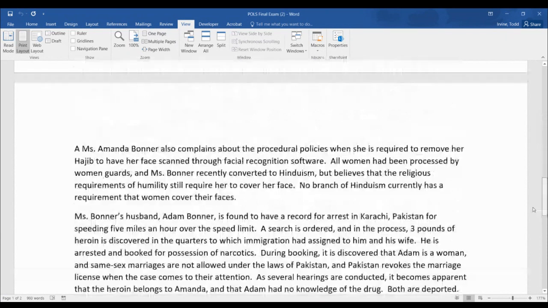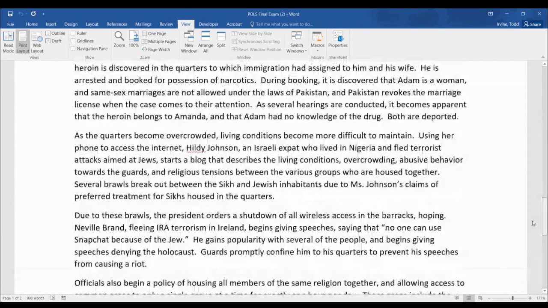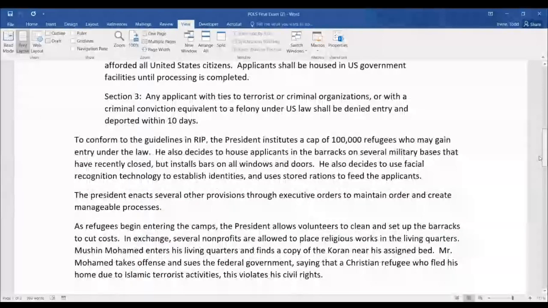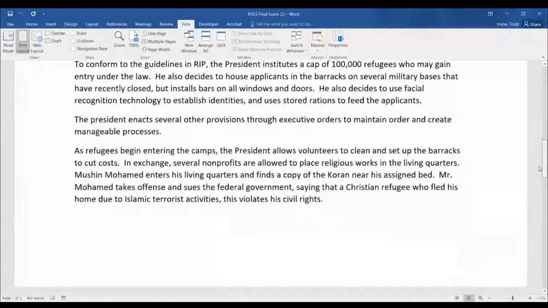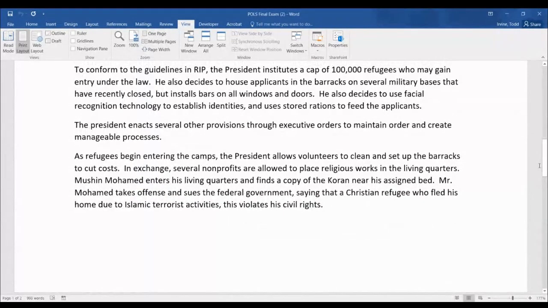Right. The rest of this, as you can see, goes on for roughly about a page, and is basically just a story. So here we go. We're going to highlight some of the issues here. It's going to be your job to go in and fill out the details. To conform to the guidelines in RIP, the president institutes a cap of 100,000 refugees who may gain entry under the law.